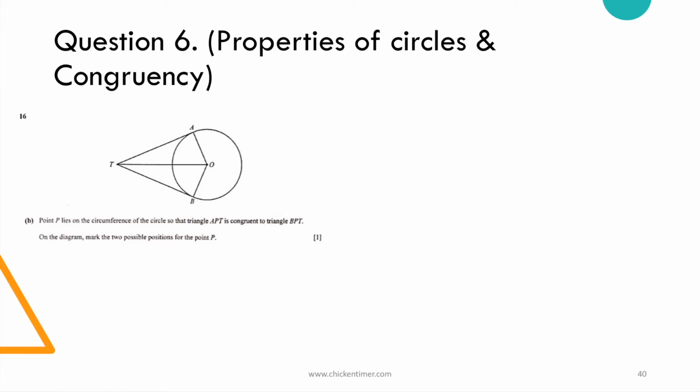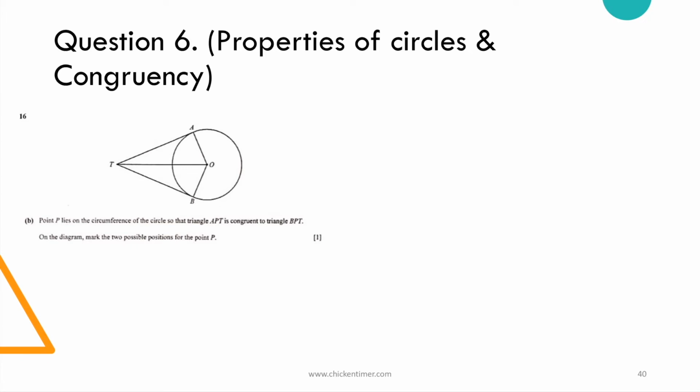So then the next part, we have a point P on the circumference of the circle. They tell you that the position of point P will allow APT and BPT to be congruent. So it means this point must be kind of in the middle of the two triangles.